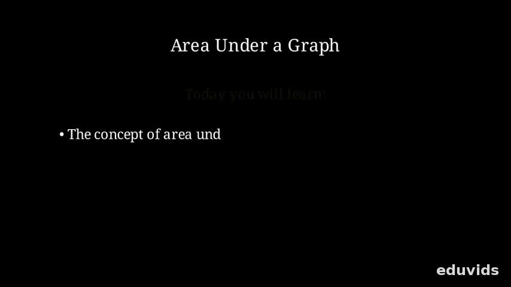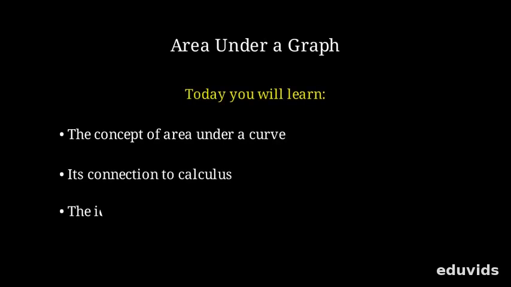Ever wondered how scientists calculate total rocket distance, even when its speed is constantly changing? Today, we'll unlock finding the area under a graph, its calculus connection, and introduce Riemann sums. We'll start with simple shapes, then tackle tricky curves, seeing how brilliant math finds exact answers.